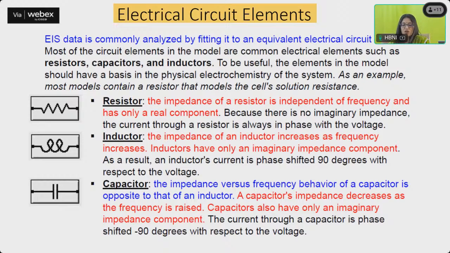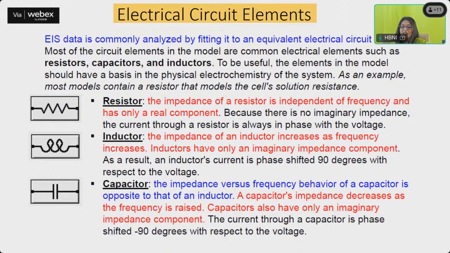These are the common ones. So you have a resistor. The impedance of this resistor, please remember, is independent of frequency and it only has real components. So when you're talking about resistor, it is going to be mostly hovering on the x-axis. Now you have the inductor. The main electrical elements are resistors, capacitors, and inductors. The impedance of an inductor will increase as frequency increases. And please remember that inductors have only an imaginary impedance component. So it is going to be along the y-axis.